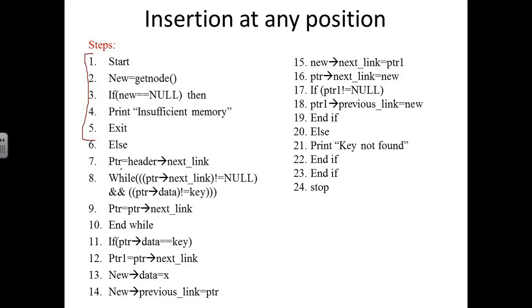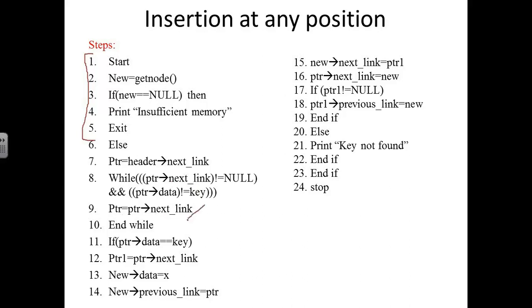Okay, then we will go for pointer variable which is equal to header's next link. And then while pointer's next link not equal to null, which means that if the list is not an empty list and the node is not the last node, right, then pointer's data not equal to key, right? So key we are going to provide anyway, at which place we are going to insert. Until it reaches that place we are going to iterate this while loop again and again.